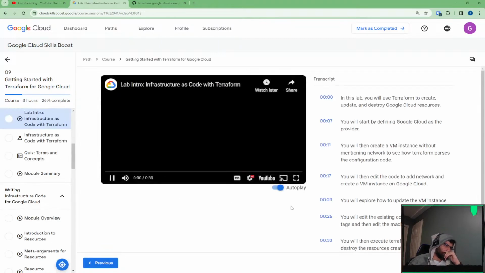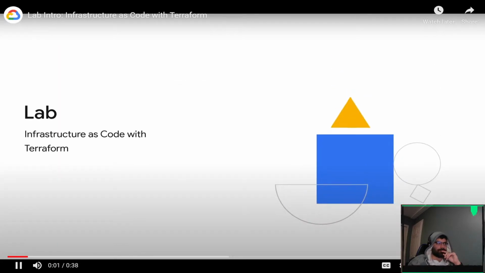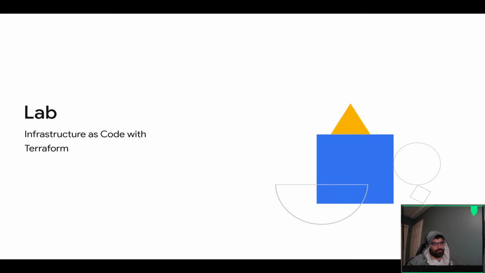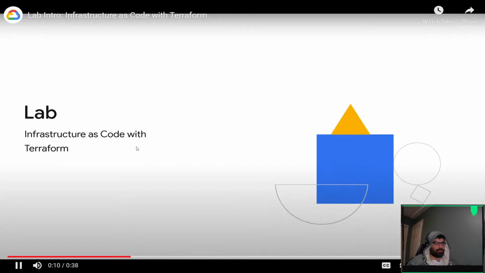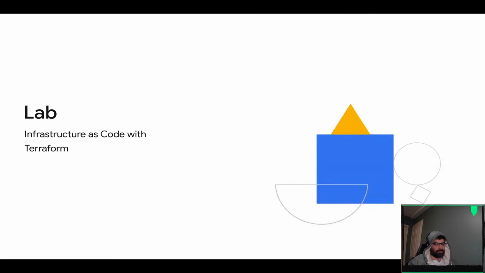In this lab, you will use Terraform to create, update, and destroy Google Cloud resources. You will start by defining Google Cloud as a provider. You will then create a VM instance without mentioning network to see how Terraform parses the configuration code. You will then edit the code to add a network and create a VM instance on Google Cloud.